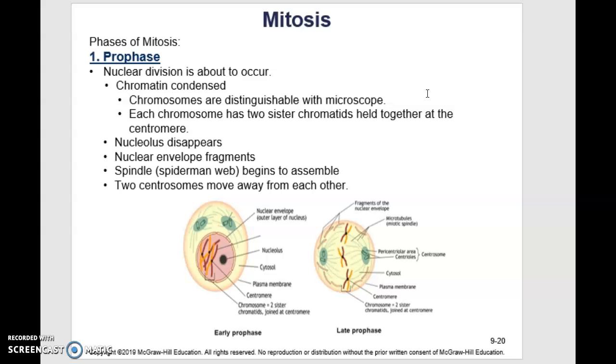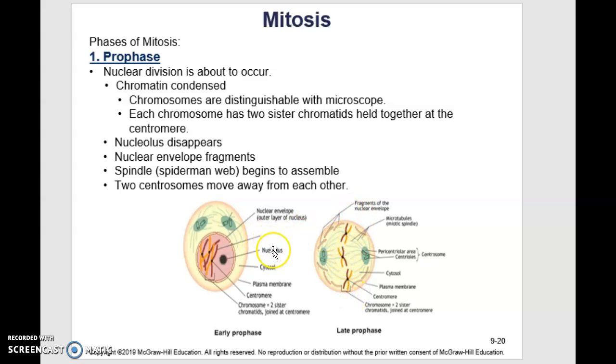So remember, chromosomes were copied in interphase. So those chromosomes that were copied in interphase are connected by where they're holding hands right here. And those are called centromeres, those points where they're holding hands. And each copy of the chromosome is a sister chromatid. They're holding hands. Okay, so that's what the DNA is going to look like right now.